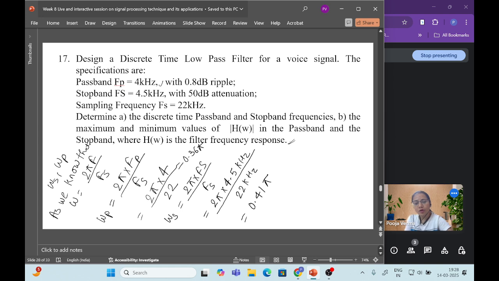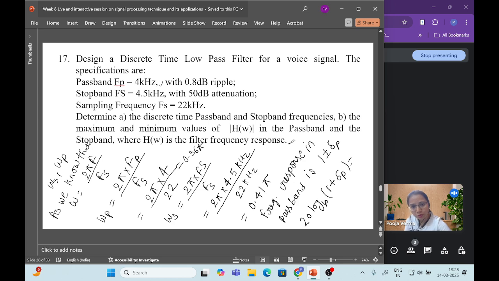Now the frequency response in the pass band, we already know, varies from 1 plus delta to 1 minus delta. First the pass band attenuation is given, or you can write it as delta p. So 20 log 10 of 1 plus delta p is equal to 0.8 dB.